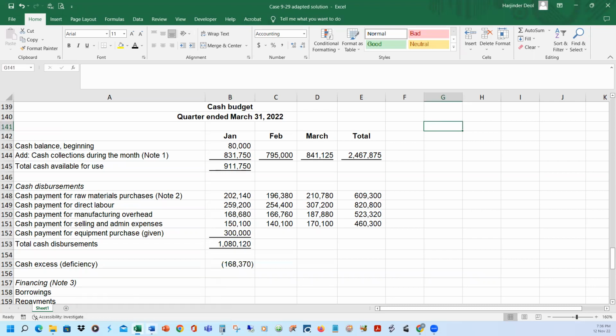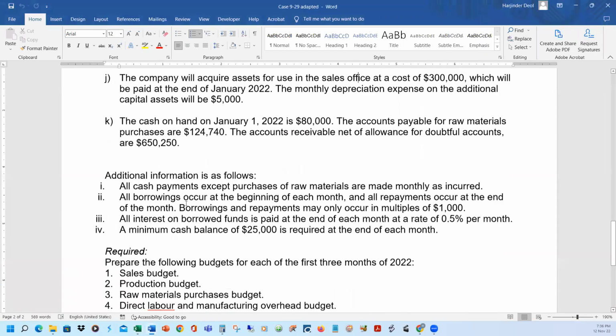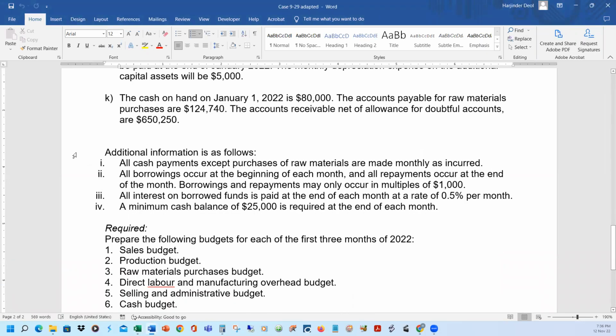So for that, there's additional information provided. All cash payments except purchases of raw materials are made monthly as incurred. That's good to know. We've already captured that part. If we need to borrow, all borrowings must occur at the beginning of each month. Now, this is not representative of real life. This condition's been inserted to make sure that we all will get the same answer. We are forcing this to happen.